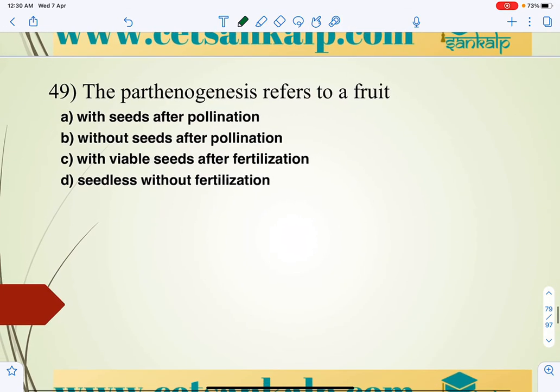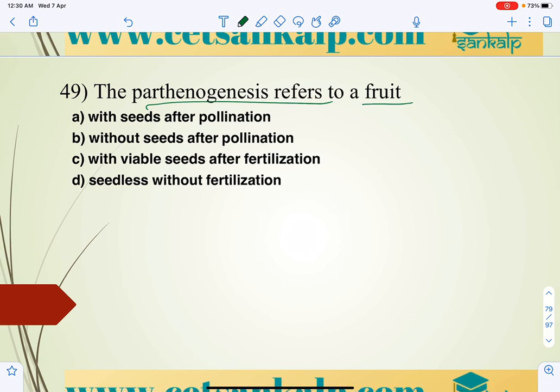Parthenocarpy refers to a fruit. Whenever we consider this, a fruit will be developed but without fertilization, we can say seedless fruit, seedless without fertilization. So 49th, D is the answer.